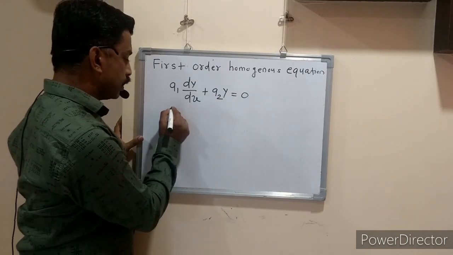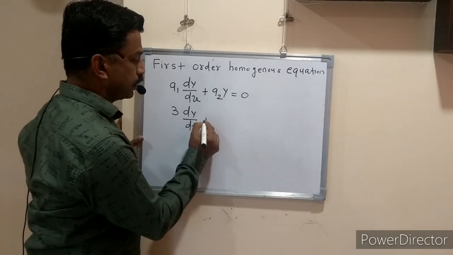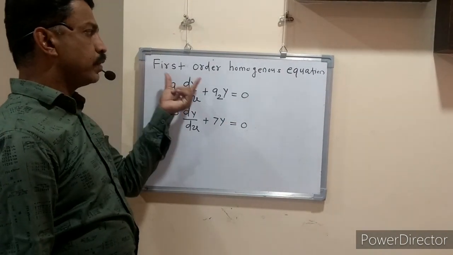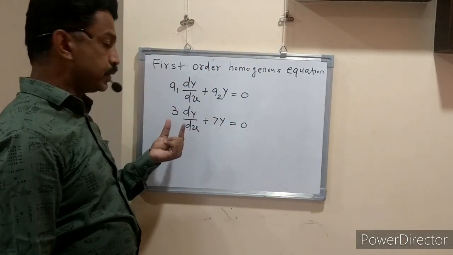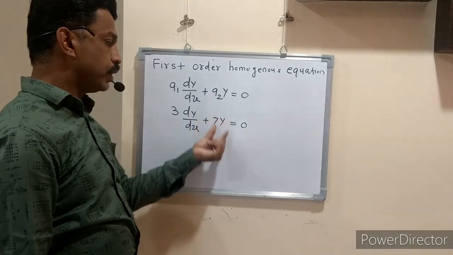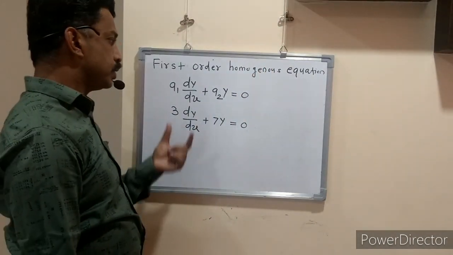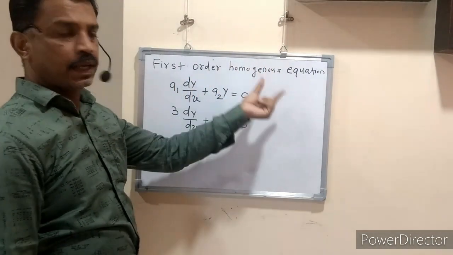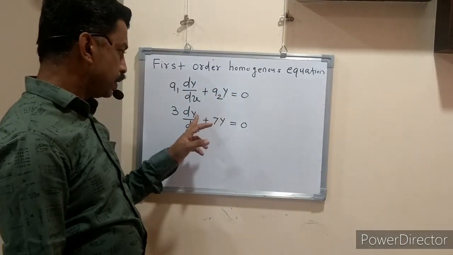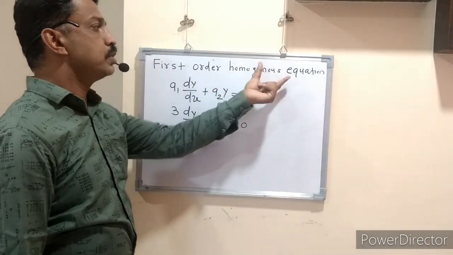Suppose instead of a1 we write 3 dy by dx plus 7y equal to 0. So this is also one type of first order homogeneous equation with constant coefficients. Here the value of a1 is 3 and the value of a2 is 7. Homogeneous means the dependent term y is present in each and every part of the equation. So here y is present, here also y is present, so such type of equation is known as homogeneous equation.